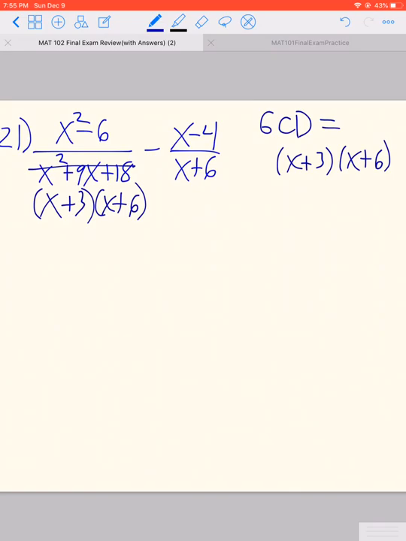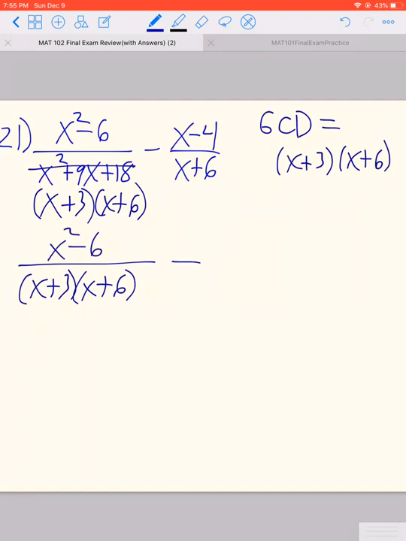Notice that the first fraction already had that denominator, so there's nothing we really need to do with this one. So it's going to stay the same. For the second fraction, it was missing a factor of x plus 3. So we have to multiply top and bottom by x plus 3 to get the common denominator.